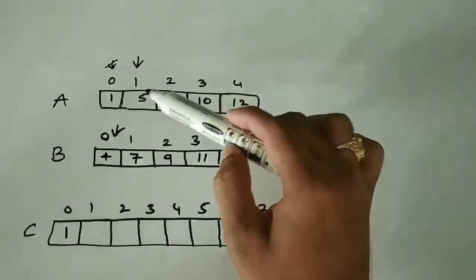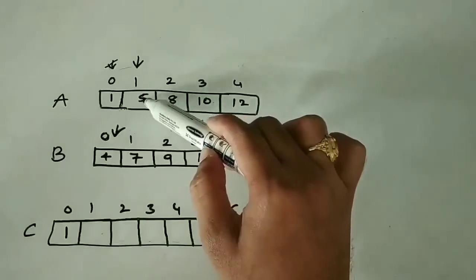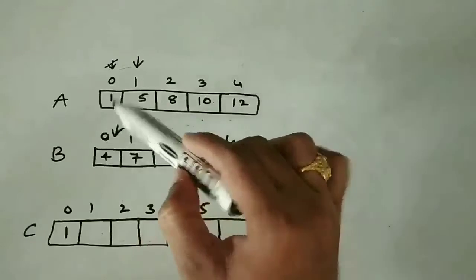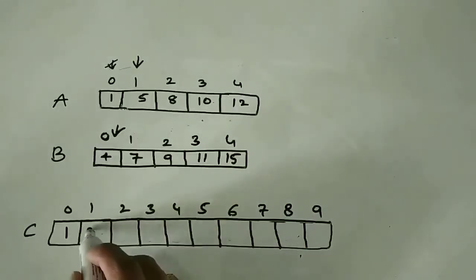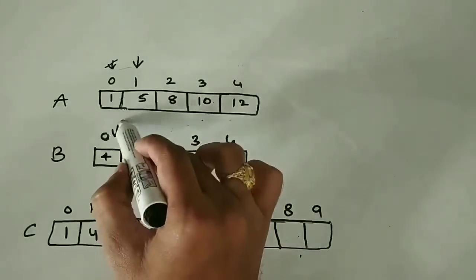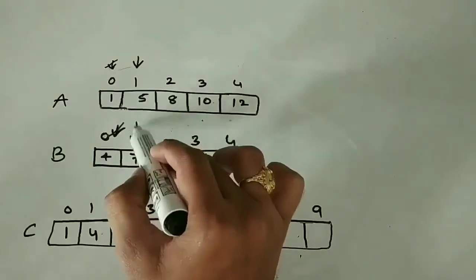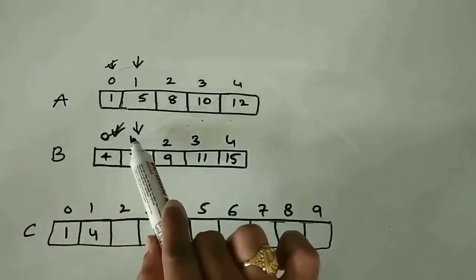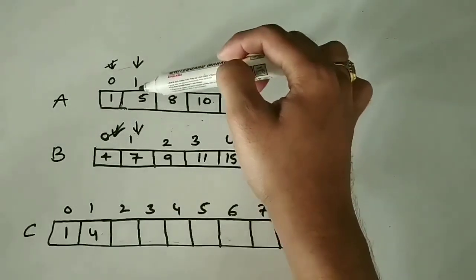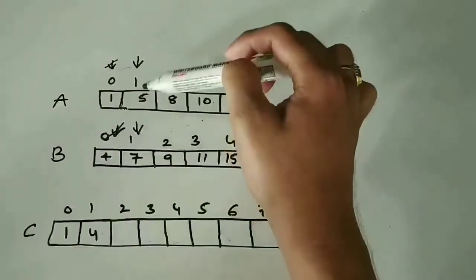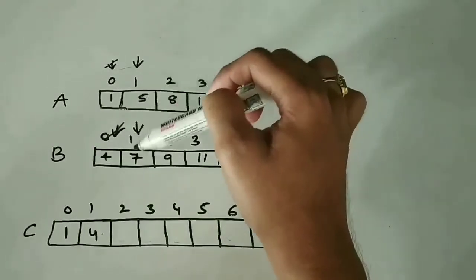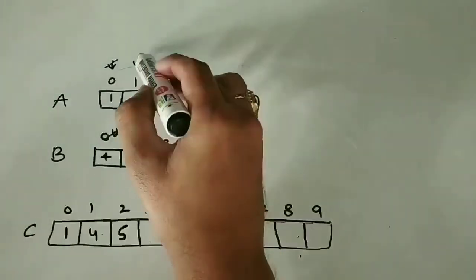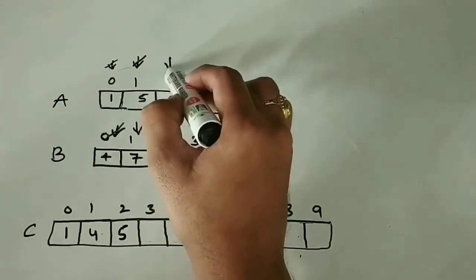Again I do the same. I will compare 5 with 4. In this case 4 is lesser than 5. So I will add 4 to the third array and I will increment this index here. And now the index of array B is 1. I will compare again. Now 5 and 7. 5 is lesser than 7. I will add 5 to the third array and I increment the index.